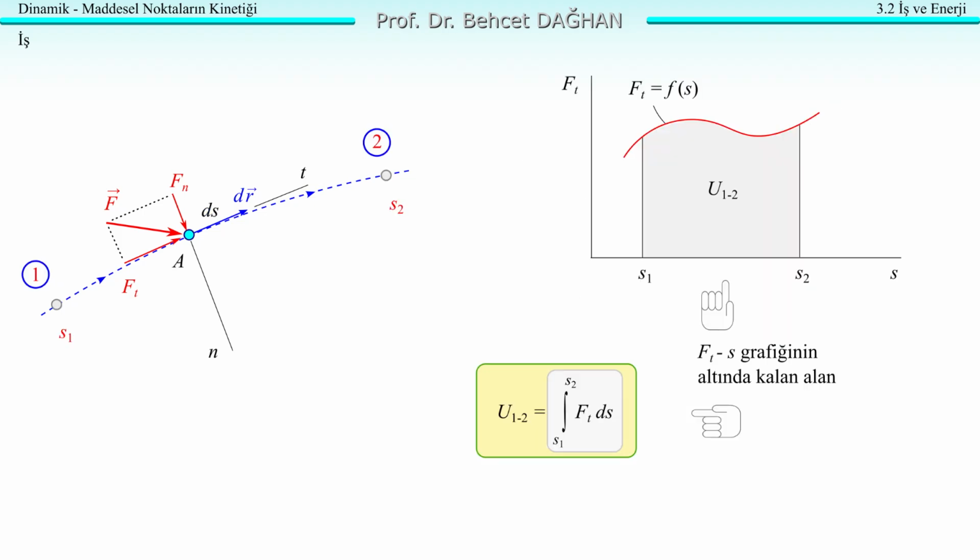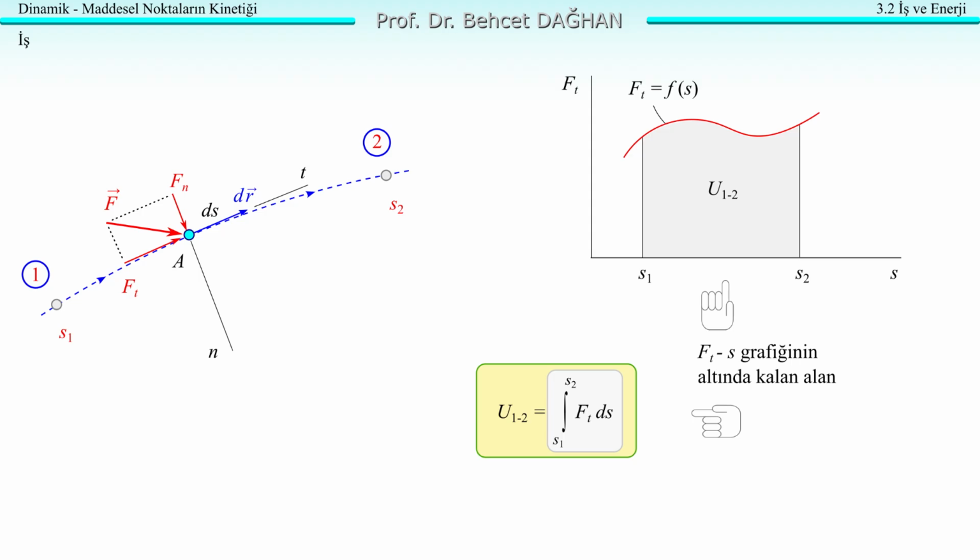Now, we obtained a relationship to find the work done by a force using integration, the integral of Ft ds from S1 to S2. Taking this integral may not always be necessary, or it may be difficult. The relationship giving the change of Ft with respect to s may be complex. The integral may be a difficult one. In that case, we might find it using numerical integration. Anyway, what does the result we find with this integral correspond to?